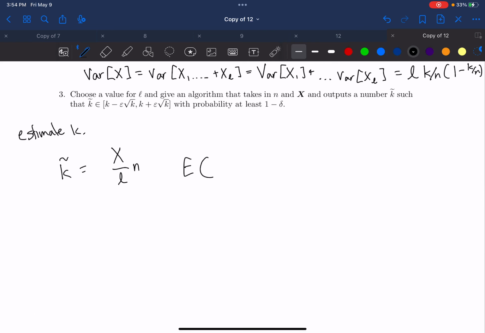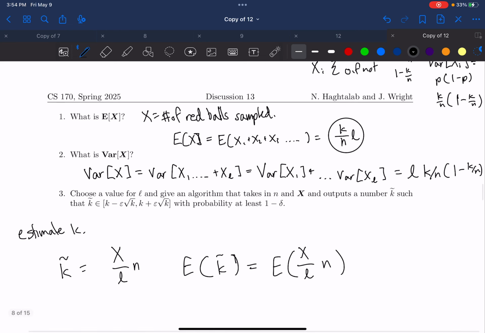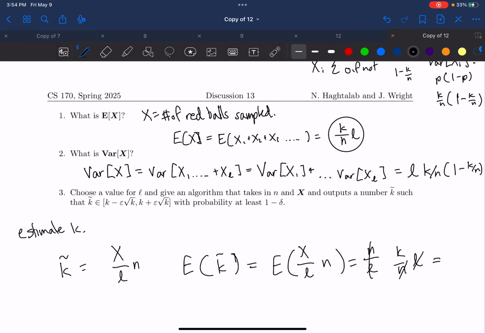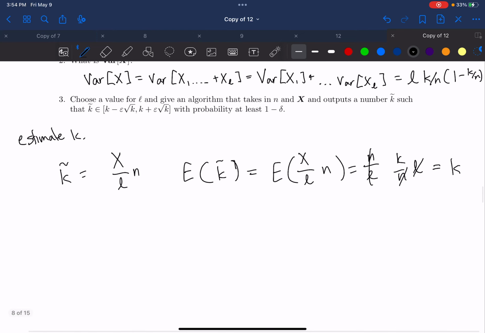So what is the expected value of this variable? Well, we can simply substitute in our old variables. And since L and N are constants, we can bring them out, but we have the expected value of X calculated right here, which means we have N over L times K over N times L, and we can see that all these cancel out, and that leaves us with an expected value of K. Logically, this makes sense to us because our expected value of our estimation of K should ideally equal K. So that's a good sanity check to do, to note that we have correctly made our K tilde random variable.